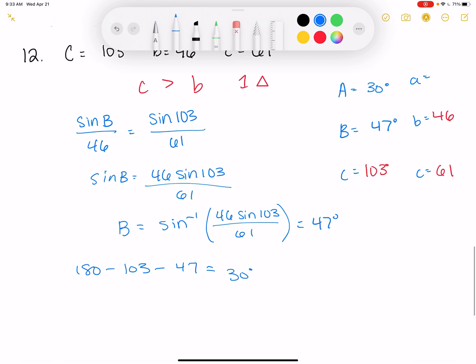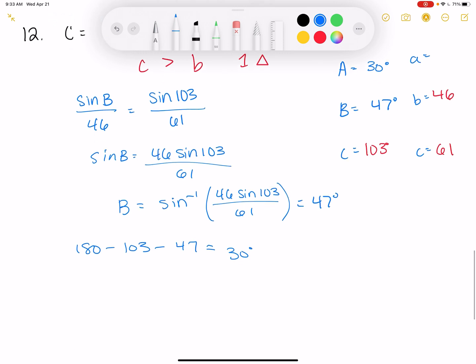Because both C values were given to me, I'm going to use those ones just in case I had done something wrong in B. That way I know that I've got values that I started with, since B is the one I'm most likely to have a mistake in. So we'll have A over the sine of 30 is equal to 61 over the sine of 103. So A is equal to 61 sine of 30 over the sine of 103.